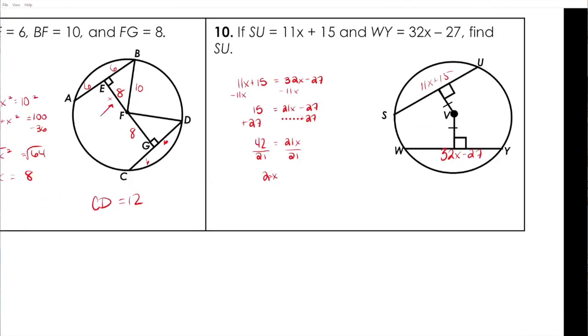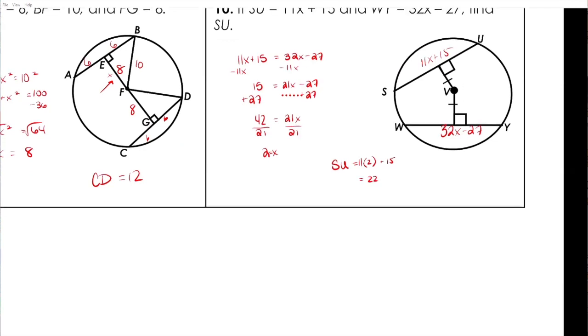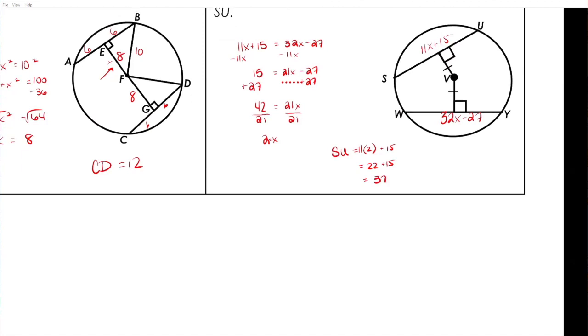They want us to find the length of SU. So we're going to substitute that 2 we found. 22 plus 15 is 37.